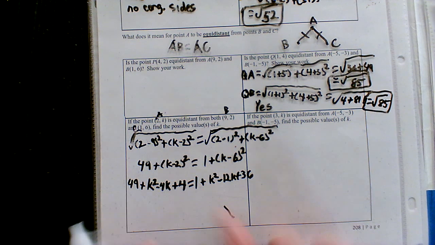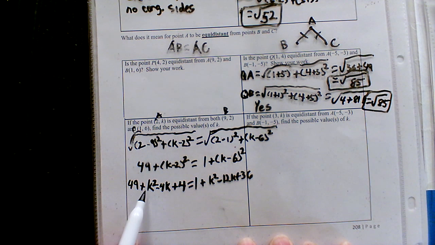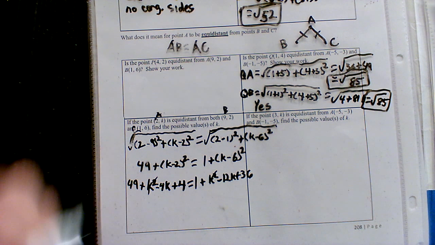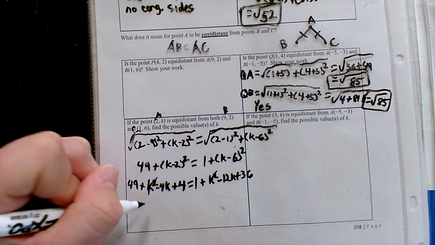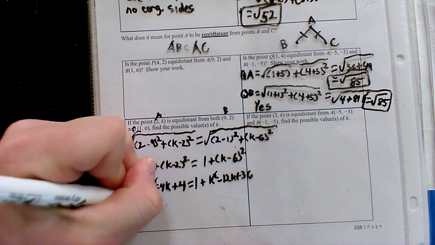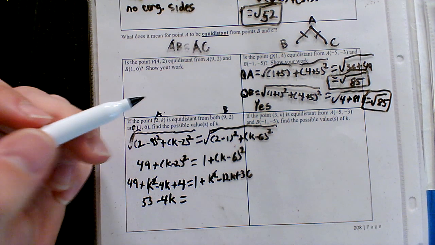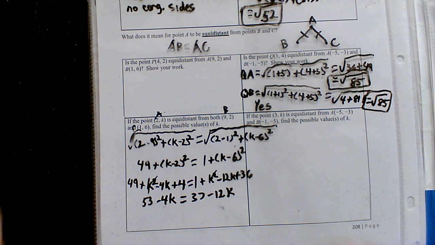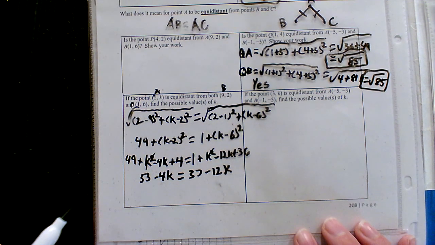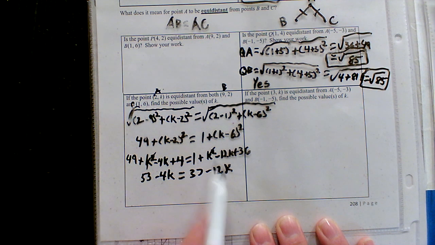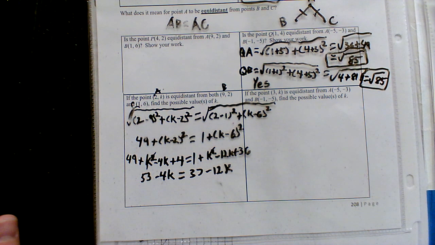So now if we simplify, if we move a k squared over, those are going to cancel. We'll subtract them off, so they're going to disappear. So on this side, we have 49 plus 4, so we have 53 minus 4k equals, on the other side, we'll get 37 minus 12k. If I take k squared and subtract it over to the other side, what's k squared minus k squared? I was simplifying it ahead of time. It's just going to make this process easier.